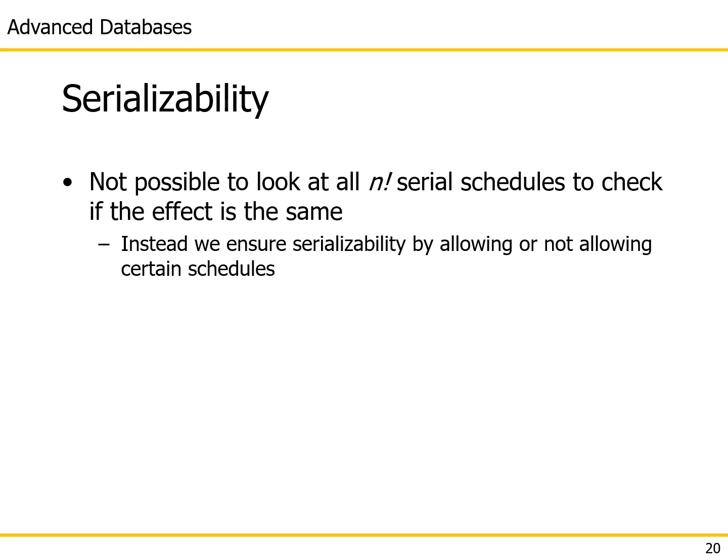efficient to scramble the reads and writes and then look at the effects of the scrambled reads and writes on the database, and then evaluate the impact on the database of all the n factorial serial schedules and see if this specific scrambling that we did matches any one of the serial schedules' effects. And if it's the case, then we accept this schedule as being serializable. There has to be a smarter way to generate a serializable schedule.